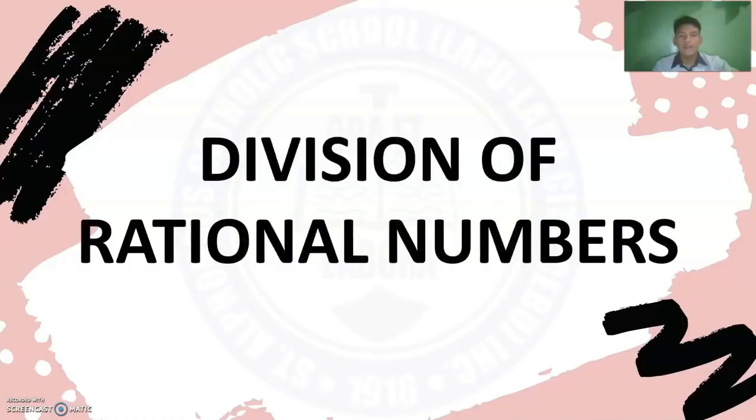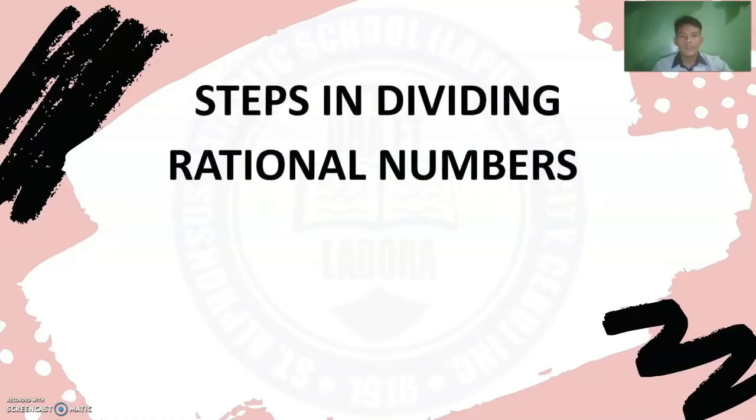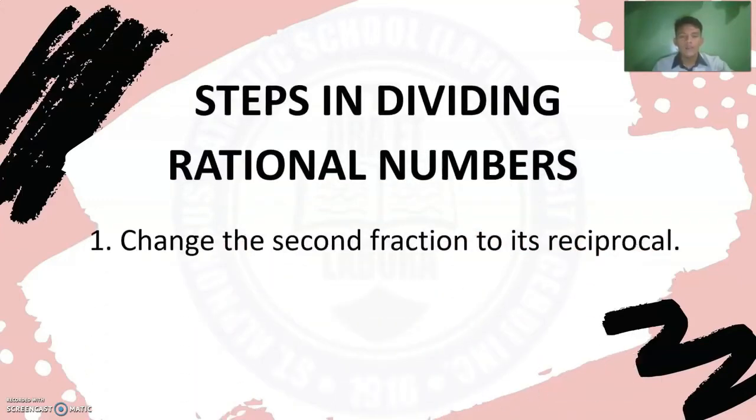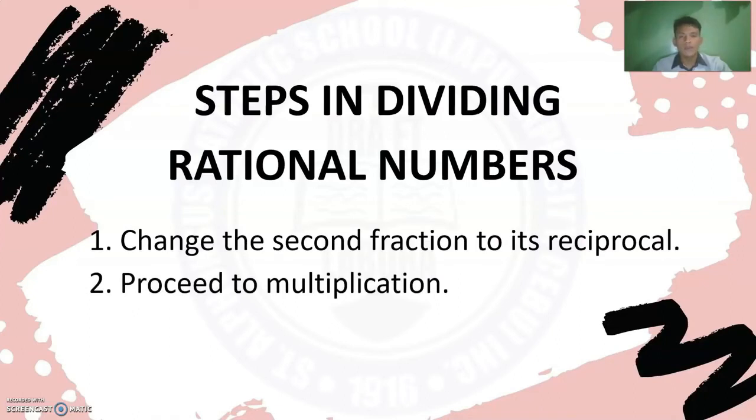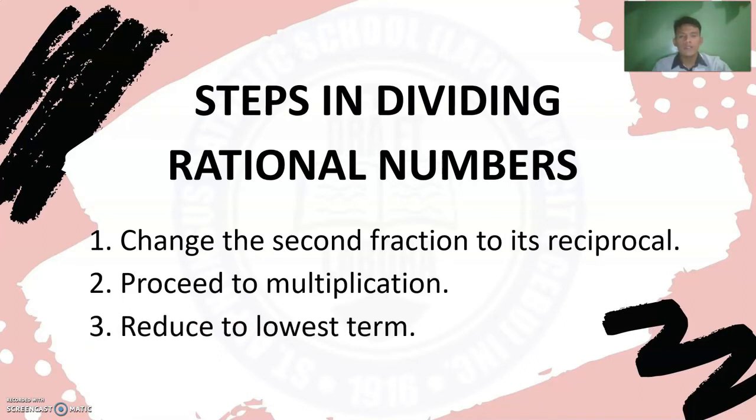Now let's have division of rational numbers. Steps in dividing rational numbers. Step 1. Change the second fraction to its reciprocal. Step 2. Proceed to multiplication. Step 3. Reduce to lowest term.